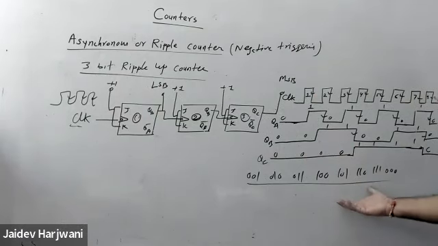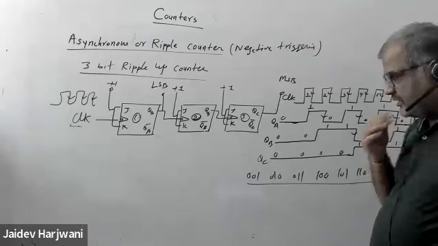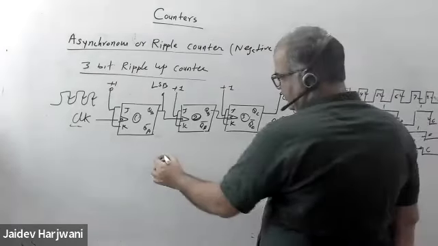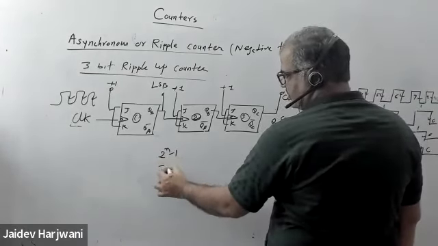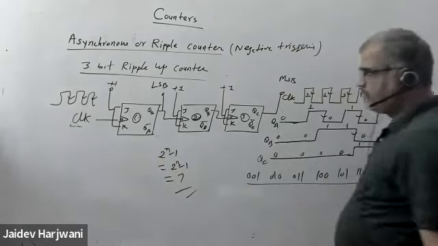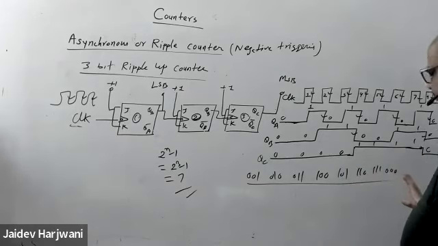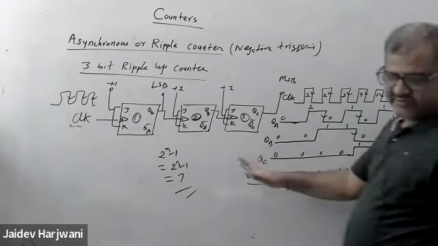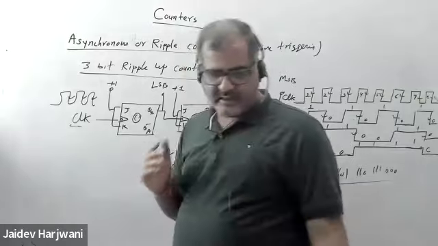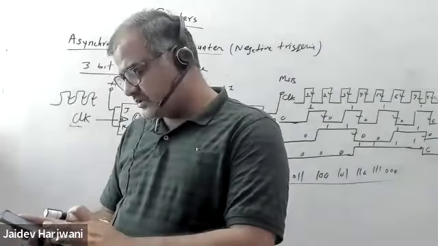Because this is a 3-bit counter, it cannot go beyond that. How far will it go? Up to 7. Maximum count is 2^n minus 1, that is 2 power 3 minus 1, up to 7. You can call this a mod 8 counter also, because it has 8 states in total. 0 is also counted as a state. So this is not a mod 7 counter, it is a mod 8 counter, because the number of states is equal to the mod.